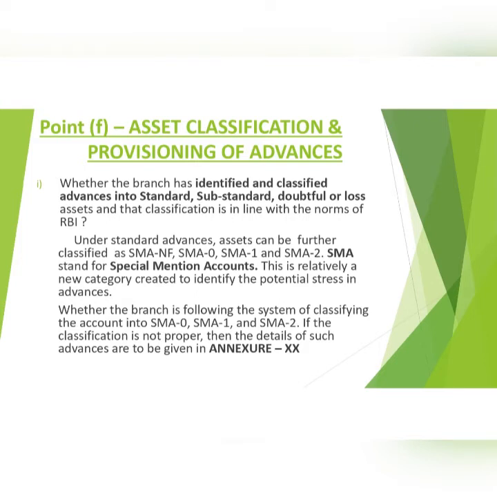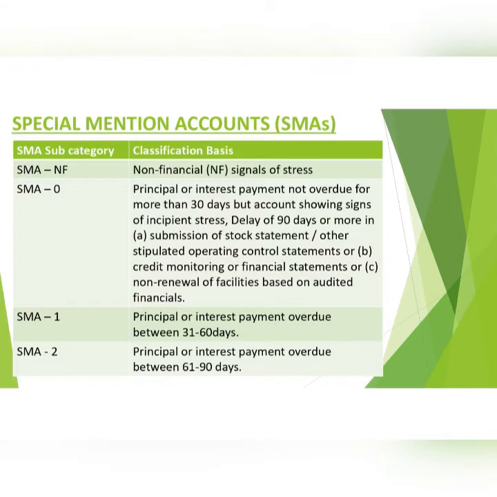Under the standard category, assets are divided into SMA 0, SMA 1 and SMA 2. SMA stands for Special Mention Accounts. This is a relatively new asset category created to identify the potential stress in the accounts. SMAs are categorized in terms of duration.